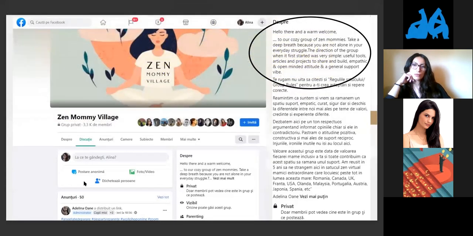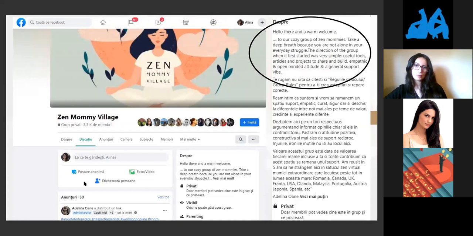Anyway, going back to the Romanian landscape, this is a group of mothers with about 3,000 members, Zen Mommy Village, from which I recruited the mothers that took part in my research through interviews. They also have a short description in English, so you can see how they describe themselves.